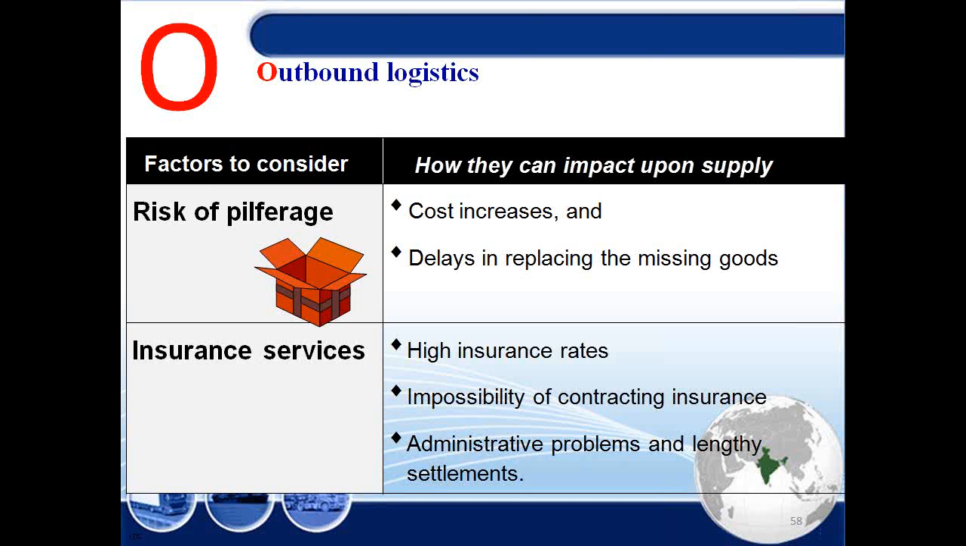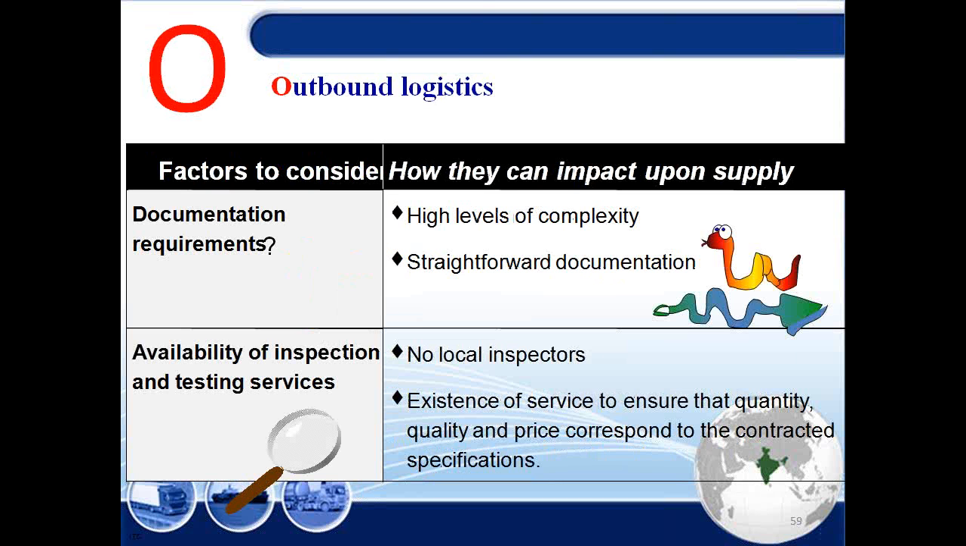Insurance services: high insurance rates, impossibility of contracting insurance, administrative problems, and lengthy settlements. Documentation requirements: in some countries, there is too much documentation. Availability of inspection and testing services. Suppose the parts are coming from that country, and before receiving them I want third-party inspections. If inspection facilities are not available, this could affect my delivery.